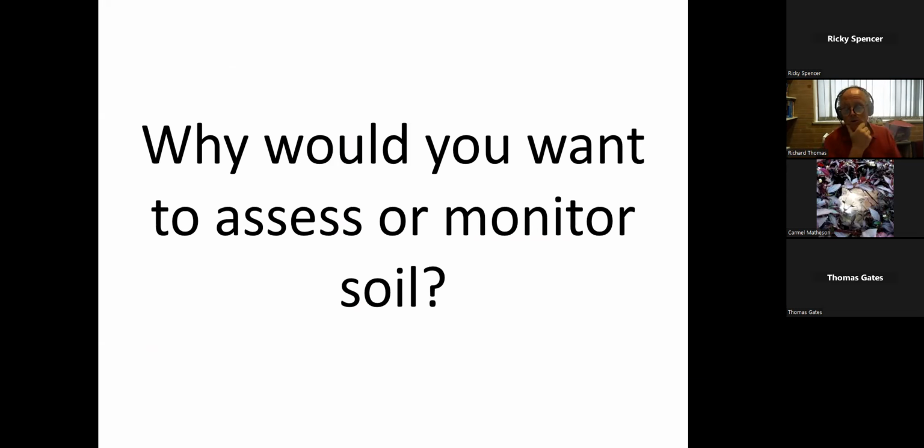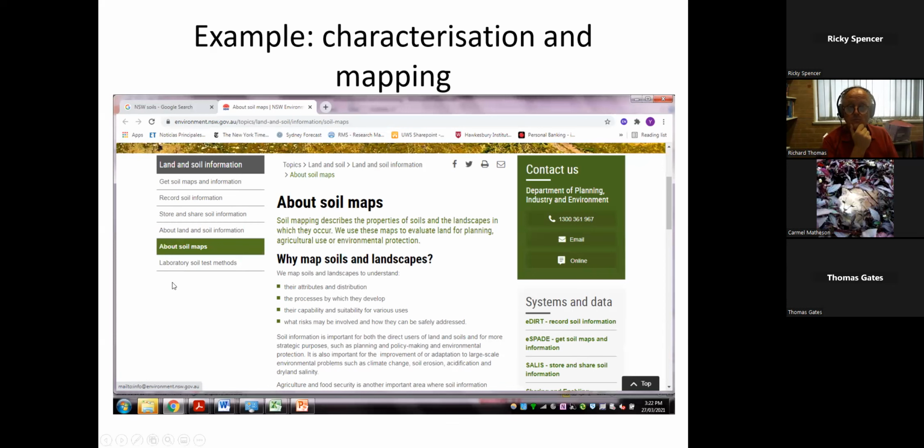Okay, so why would you want to measure or assess it? Let's have a think. What would you want to do? What we want to do is characterize it. If we want to know what to grow, where to grow it, then knowing what kind of underlying soil we've got is really important.